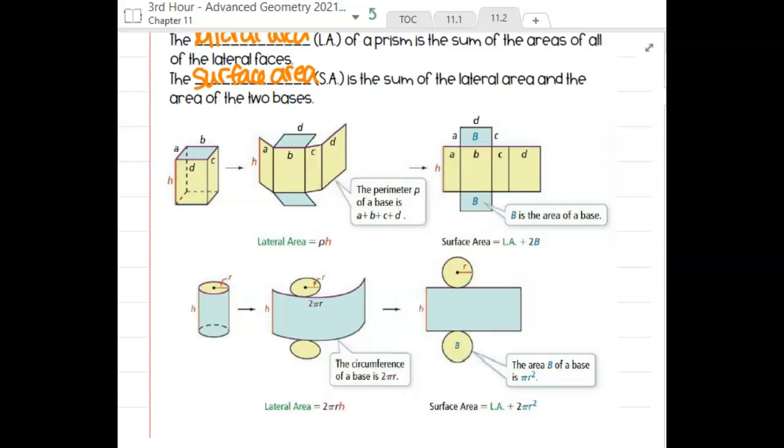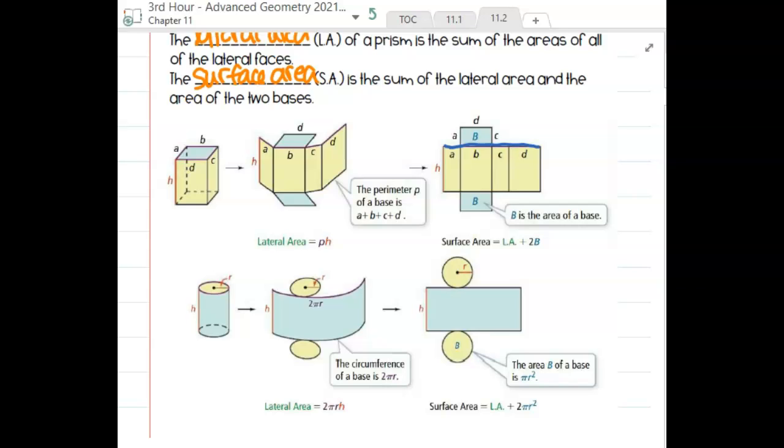That's the height. Now I can see it. This is the base right here. You would take a plus b plus c plus d in this picture. Well, let's go back and see what a plus b plus c plus d are.